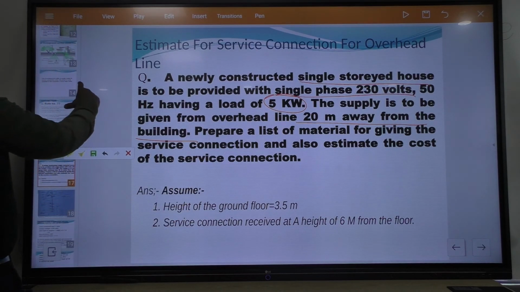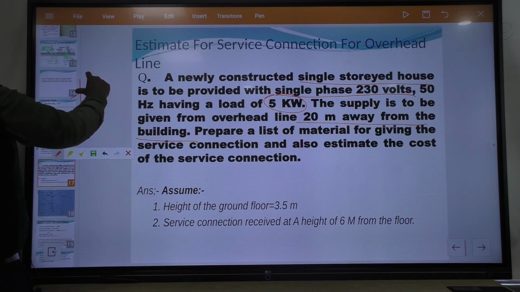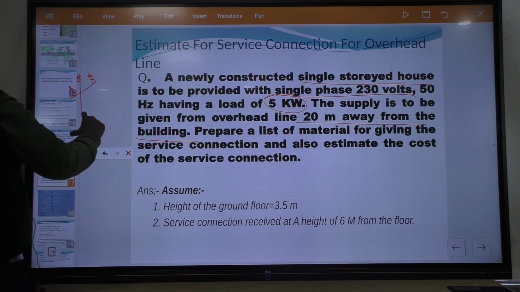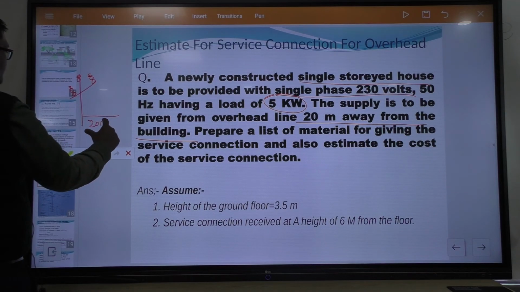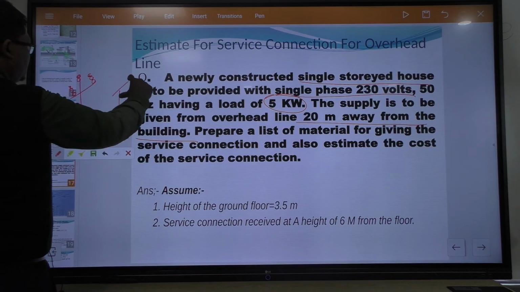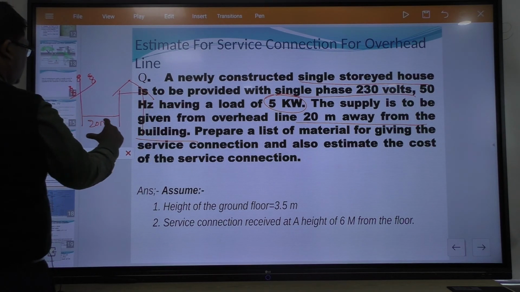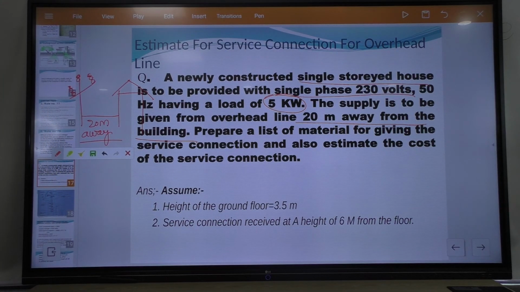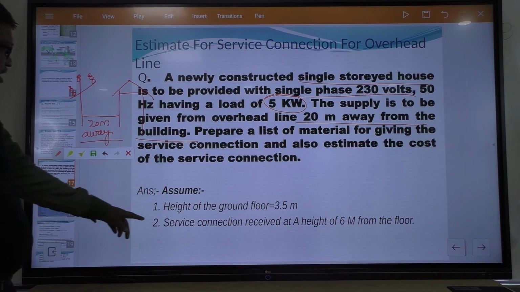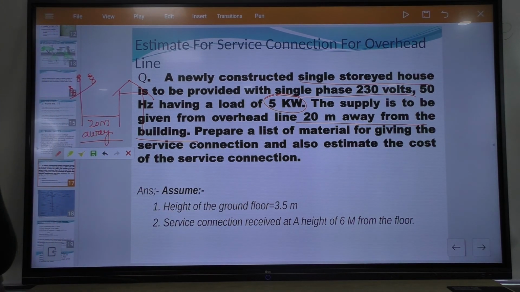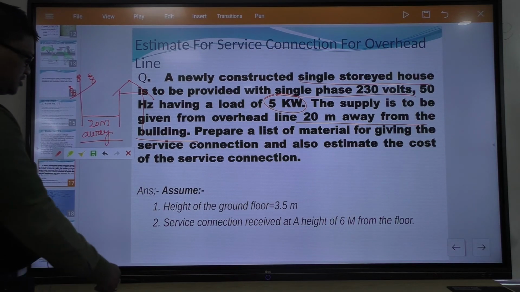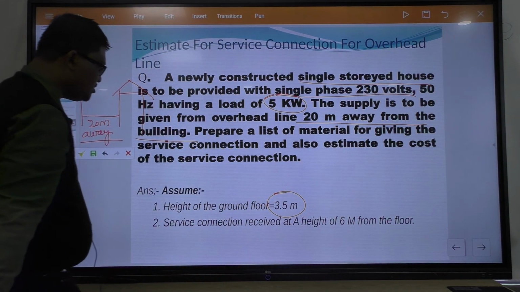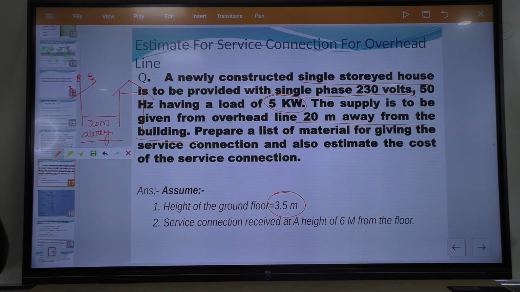So, suppose this is the service pole. This service pole is 20 meter away from the building. Suppose this is the building. So, this is 20 meter away. We have to calculate the list of material. Here, suppose the height of the ground floor, that is the ceiling of the ground floor, is 3.5 meter.